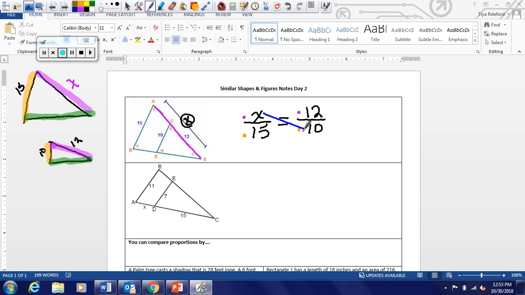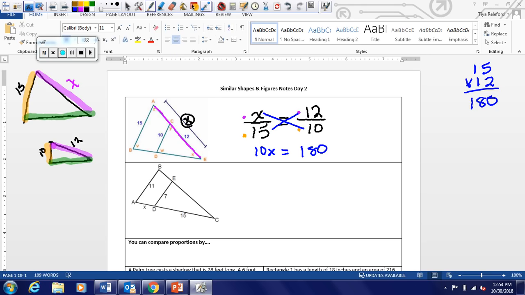So 10 times X and 15 times 12. Do not just sit there and wait for me to do 15 times 12. You should be doing it right now. So I have 180. I hope you do too.